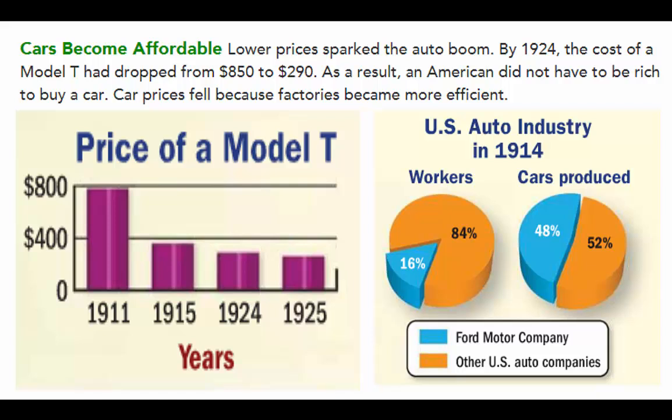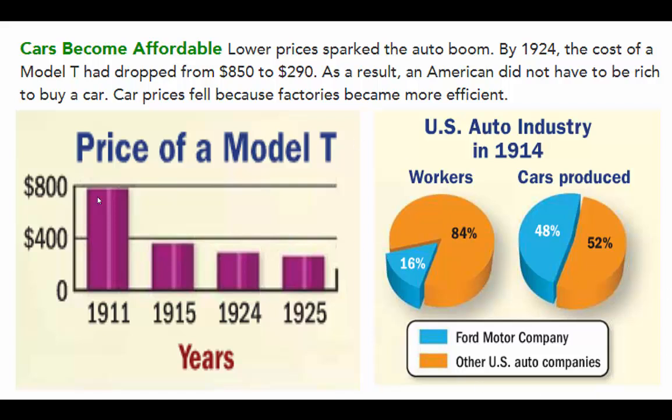Number 3, why was the price drop an important part of the popularity of the Model T? Well, you didn't have to be rich to buy a car anymore, so the average American could buy one. Question 4. How was Henry Ford able to drop the price of the Model T so much? Because he became more efficient. They were producing more cars in the factory, and so when you can make more, you can sell your car for less and still make a lot of profit.